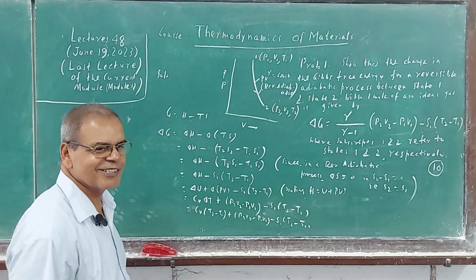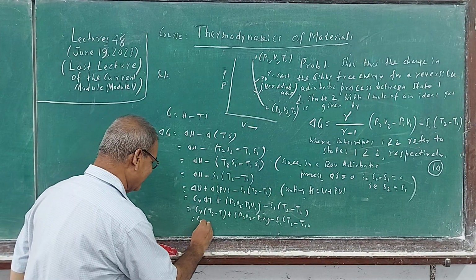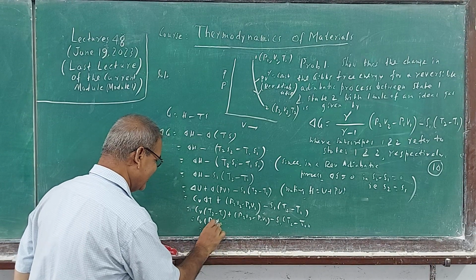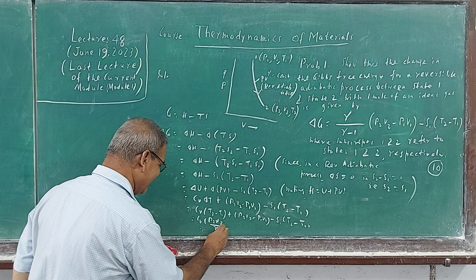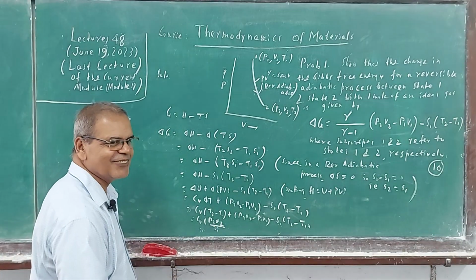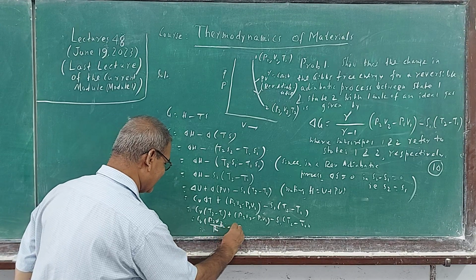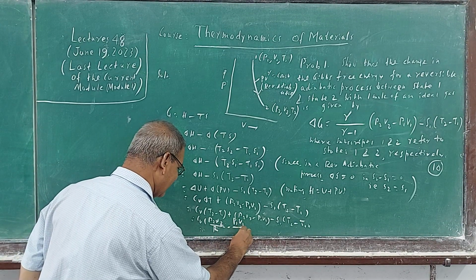Tackling the problem, P2 V2 is what? Cv T2 is P2 V2 by nR, from the ideal gas equation. Here n is 1, so nR is R. P2 V2 is R T2, so Cv times (P2 V2 minus P1 V1) by R.